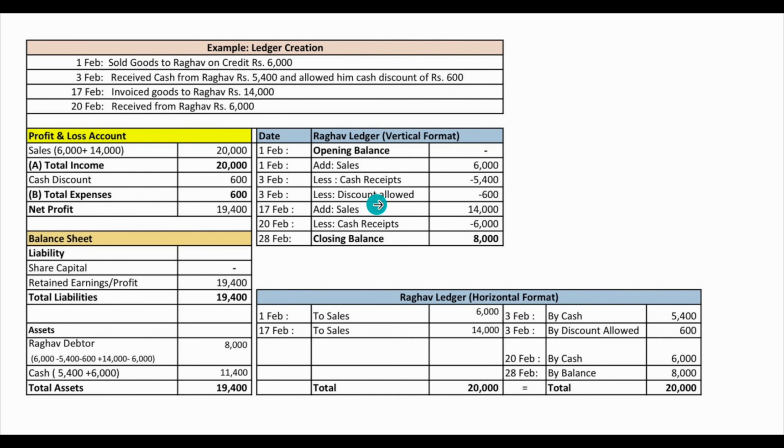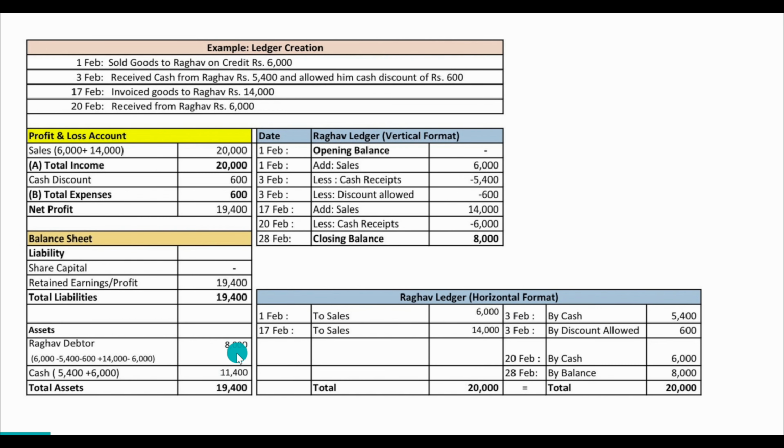On 3rd February, discount allowed rupees 600. So minus 600 here. This is basically allowed him cash discount of rupees 600. Now on 17th February, invoice goods to Raghav, rupees 14,000. So sales 14,000, you can check here 14,000. And on 20th February, received from Raghav rupees 6,000. So this received from Raghav, minus 6,000. So cash received minus 6,000. So closing balance is 8,000. Thus all these items were plotted in a vertical format, Raghav ledger. And closing balance of Raghav ledger on 28th February is 8,000 receivable.